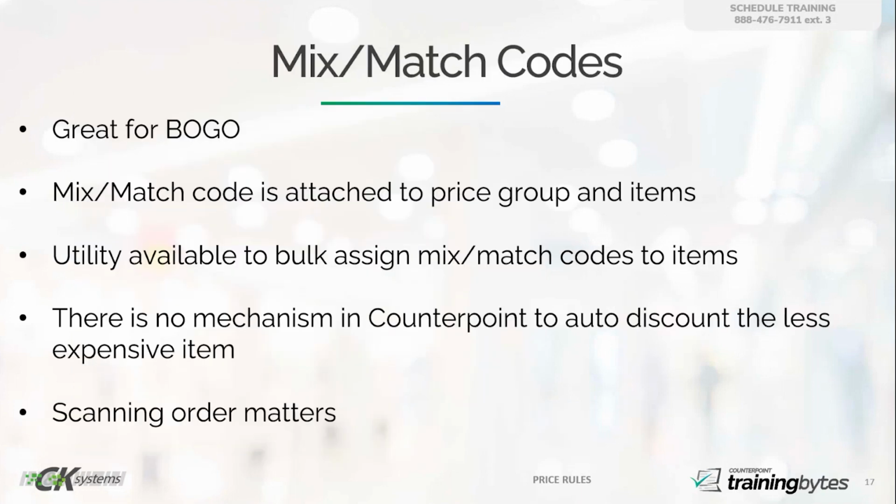Mix and match codes. These are great for your BOGOs. Mix and match codes are attached to the price group itself and then the qualifying items. When you assign a mix match code to an item, you can do it manually right on the item record. But if you have hundreds and hundreds of them, you don't want to do that. They're too time consuming. So there's a utility to assign or bulk assign mix match codes to items.